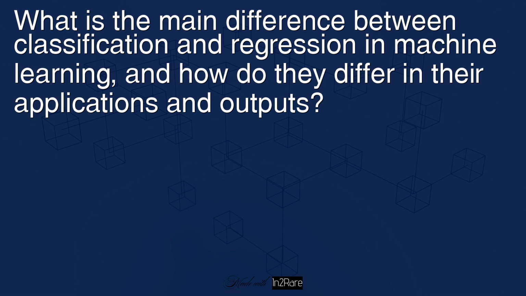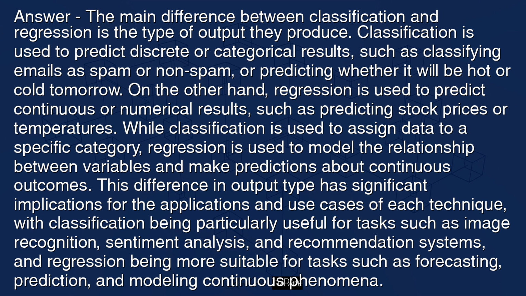What is the main difference between classification and regression in machine learning, and how do they differ in their applications and outputs? Answer: the main difference between classification and regression is the type of output they produce. Classification is used to predict discrete or categorical results, such as classifying emails as spam or non-spam, or predicting whether it will be hot or cold tomorrow.